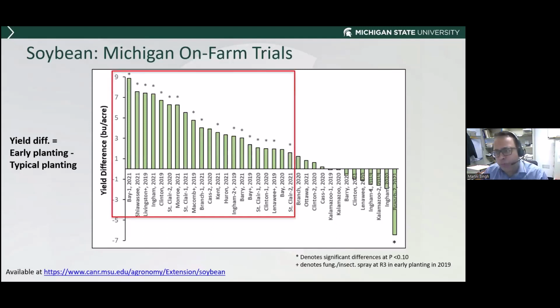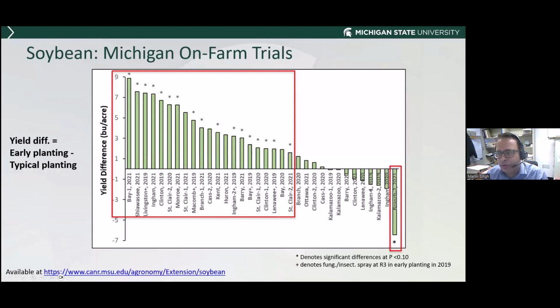And for the most part, we did end up improving our yield potential, anywhere from 2 to 7, 8 bushels over multiple years, multiple locations, right? Shows the potential of these early planting scenarios in beans. But if you look towards the right side of this graph, you do see some implications of these early plantings, right? We can lose our yield potential.